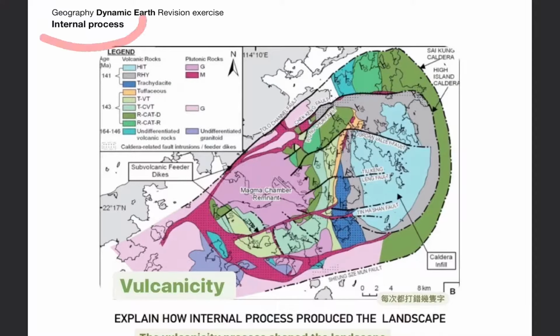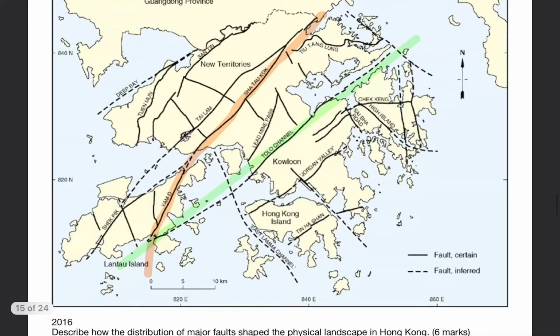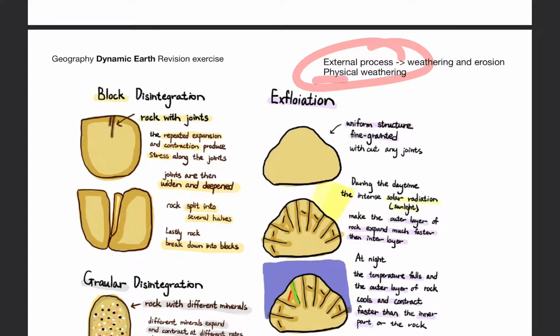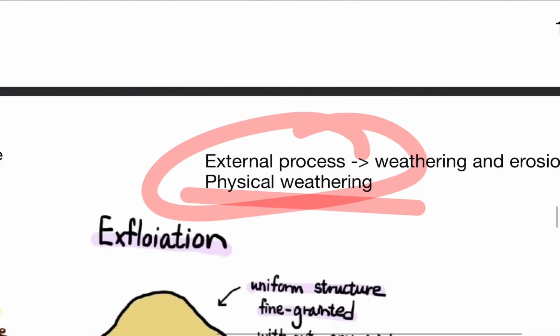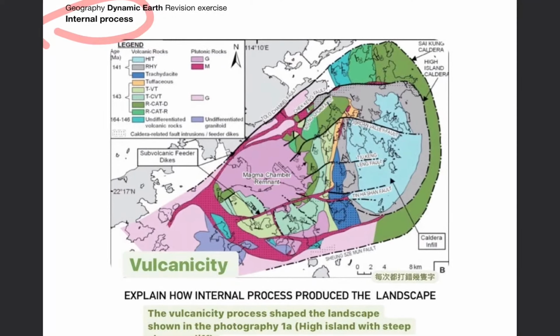Hello, let's move to the internal process. In the next episode, we'll talk about the external process. What is the external process? The external process is weathering, erosion, and denudation. They are called denudation, 剝蝕作用. Okay, let's move to volcanicity in the internal process first.